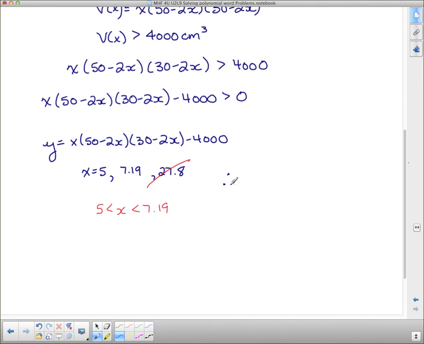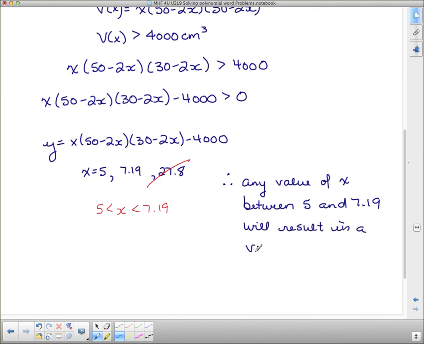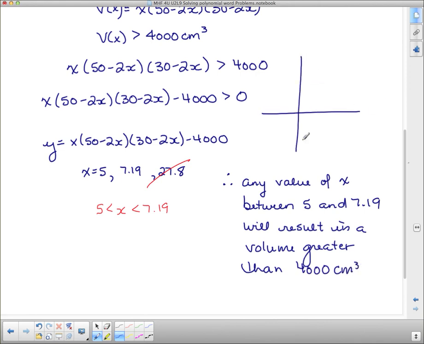So we can say, therefore, any value of x between 5 and 7.19 will result in a volume greater than 4,000 cubic centimeters.